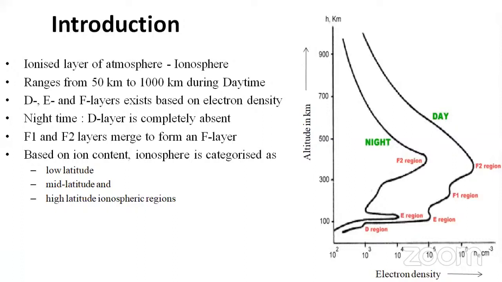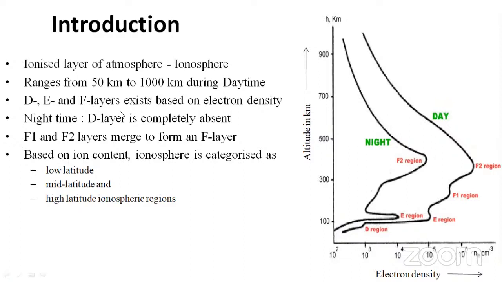Let us see the introduction part. Ionosphere is the ionized layer of the Earth's upper atmosphere, which extends from 50 km to 1000 km during the daytime. The ionosphere constantly varies with the time and the day. It varies with the seasons, geographical locations, even with the solar radiations, ionosphere concentrations will vary.